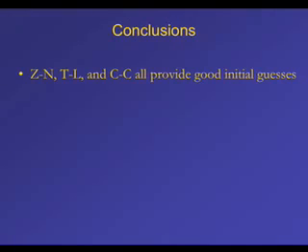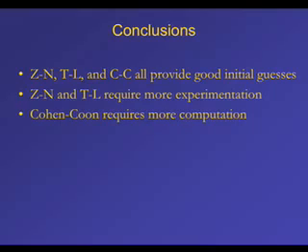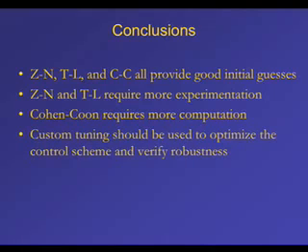In conclusion, the Ziegler-Nichols, Tyrrell-Lubin, and Cohen-Kuhn tuning methods all provide a good initial guess of the PID tuning coefficients. Ziegler-Nichols and Tyrrell-Lubin require more experimentation and a control apparatus to already be in place. Cohen-Kuhn requires more data analysis, computation, and relies more on theory. Custom tuning should be used to optimize the control parameters for robustness and responsiveness using trial and error.